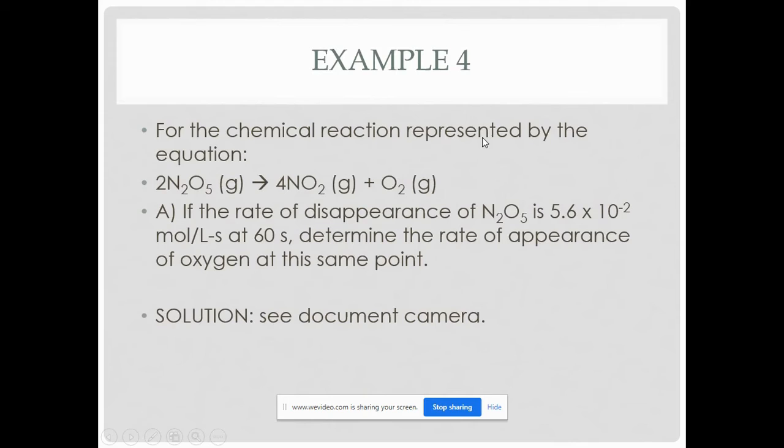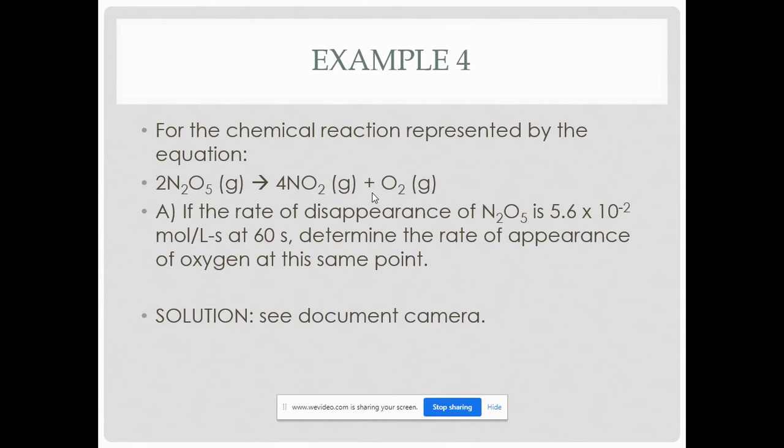For the chemical reaction represented by this equation, if the rate of disappearance of N2O5 is this number, moles per liter times second, at 60 seconds, determine the rate of appearance of oxygen at the same point. So they gave us a value for the rate of disappearance of N2O5, and they asked us what is the rate of appearance of oxygen at that same point. So what we're going to do is set up a ratio.